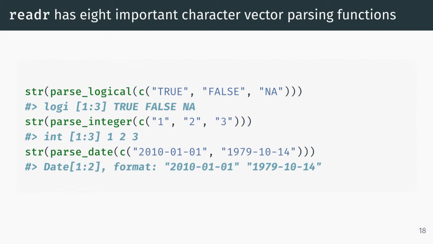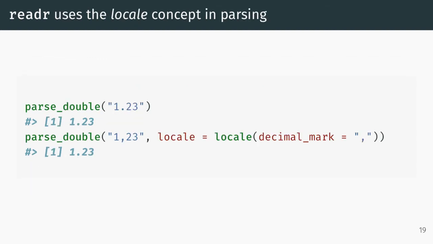It has 8 functions for doing this. parse_logical is one, parse_integer is one, parse_date is one. What's happening here is parse_logical is parsing these values as booleans. Integer is parsing these values as integers. Date is parsing these values as dates. Double is parsing these as doubles.